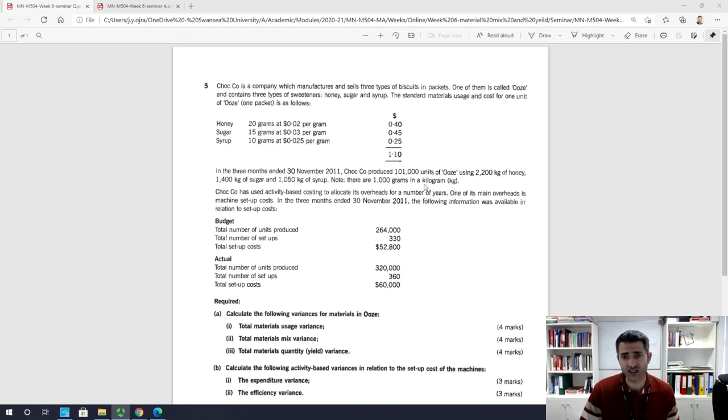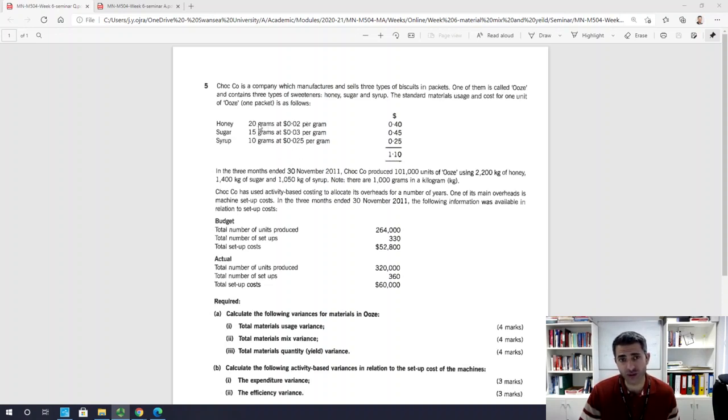So 15 divided by 1,000 equals 0.015, and 10 divided by 1,000 equals 0.010 kilogram. Great. If you add them all together, that's 0.045. Write them down, guys, so you know the figures. The total for all the ingredients is 0.045 kilogram. So these are the standard mix.